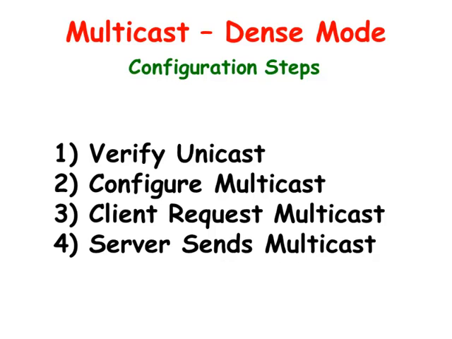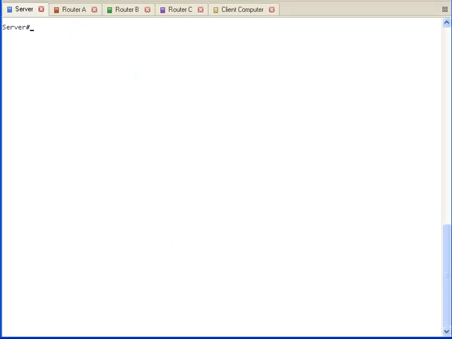These are the steps that we're going to use to configure multicast in dense mode. 1. We are going to verify that the unicast network works correctly. 2. We are going to configure the routers for multicasting. 3. We're going to have a client request multicast traffic. And 4. We're going to have the multicast server send out multicast traffic.